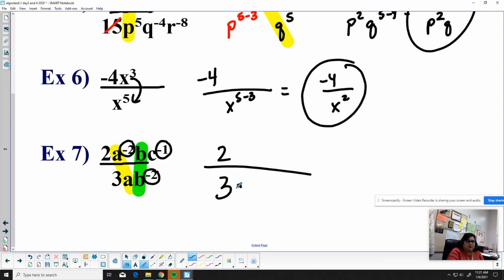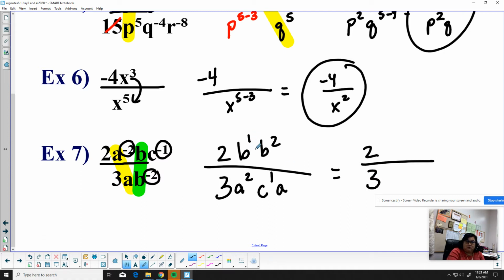So a squared is going down to the bottom, b is staying. c to the 1st is going down to the bottom. Okay, in the denominator, the a stays and the b squared goes up top, making it positive. So now I've got actually some multiply. This is really more of a multiply problem, even though it's a big fraction.